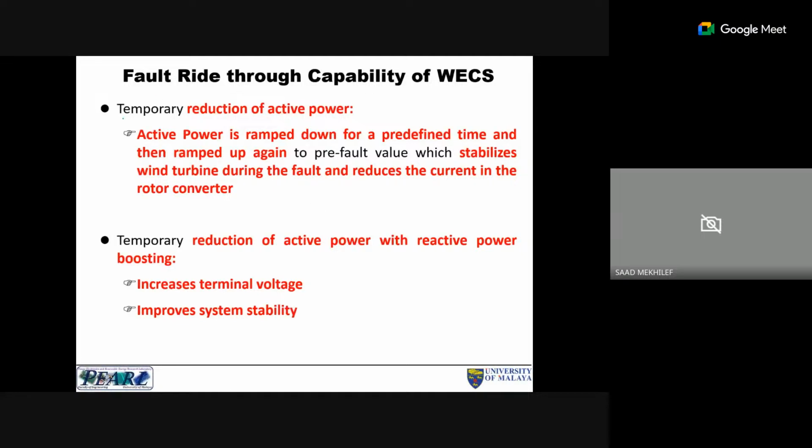Some of the ways, one of them, is the temporary reduction of the active power. One is where the active power is ramped down to a predefined limit, or reduction of the active power with reactive power boosting, to increase the terminal voltage and improve stability. So these are the fault ride-through capabilities of wind turbines.